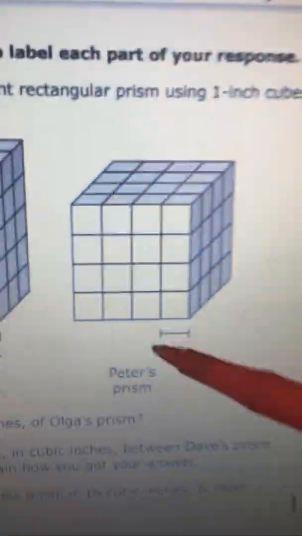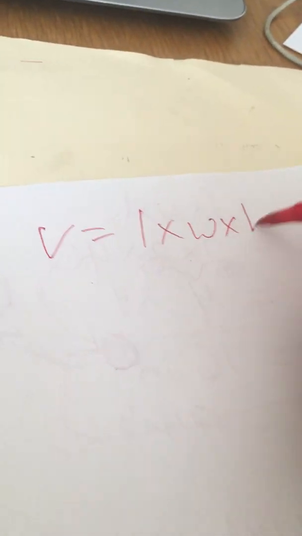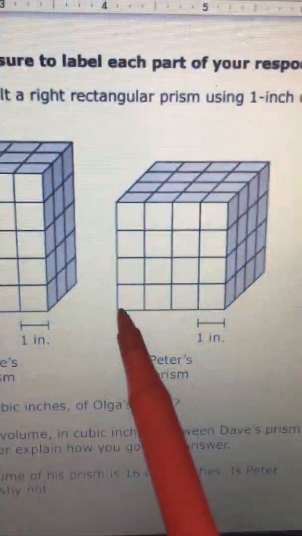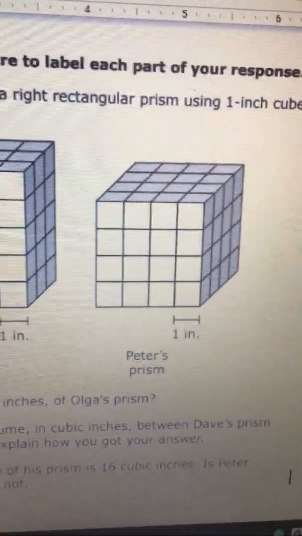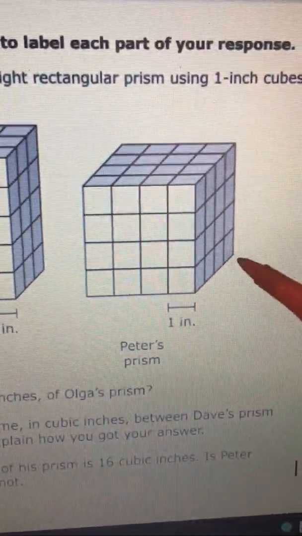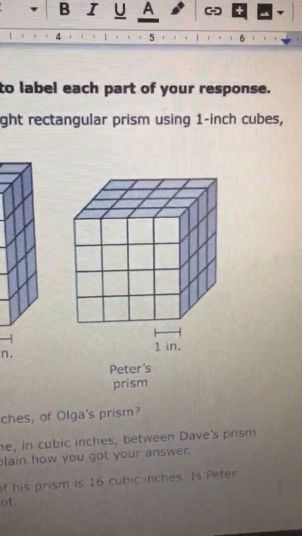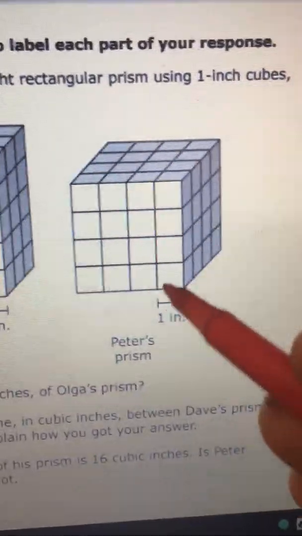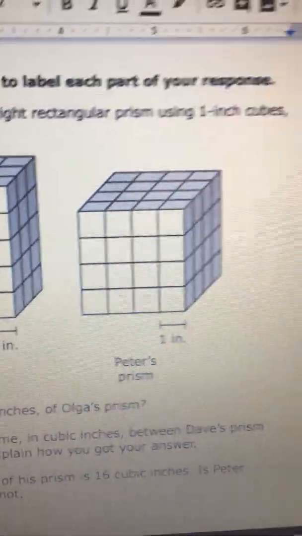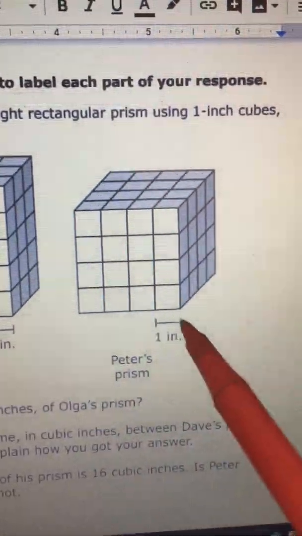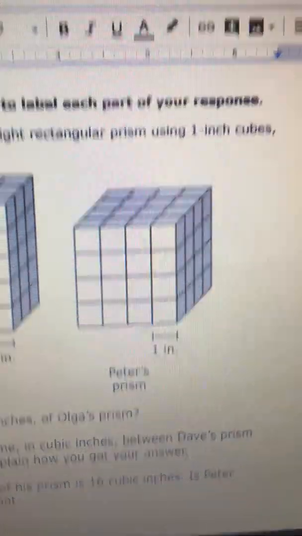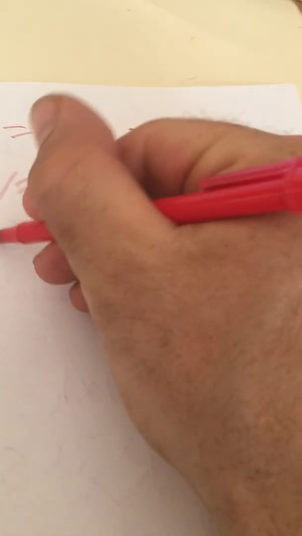Let's find Peter. Here's Peter's prism. Volume is length times width times height. So the length of Peter's prism is 4. The width of his prism is 4. And the height of his prism is 1, 2, 3, 4. So it's a cube, or it's 4 inches times 4 inches times 4 inches. So that's what we're going to do to find the volume.